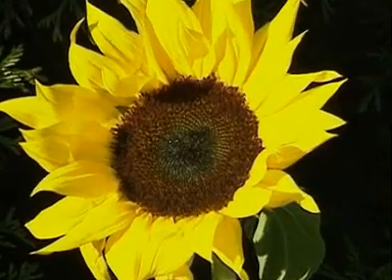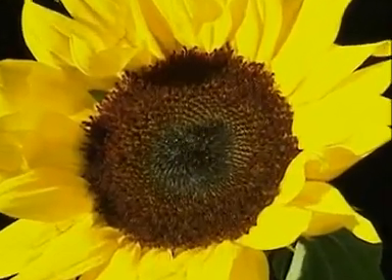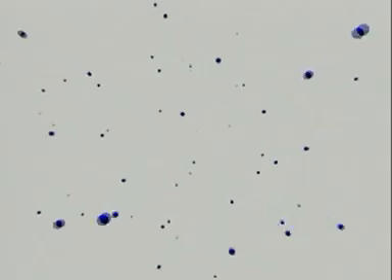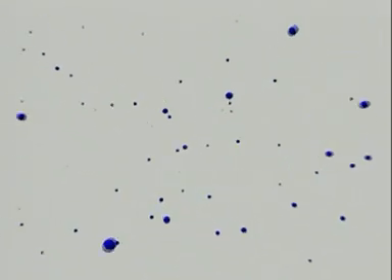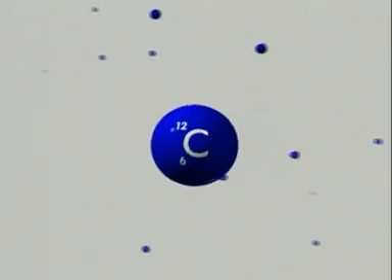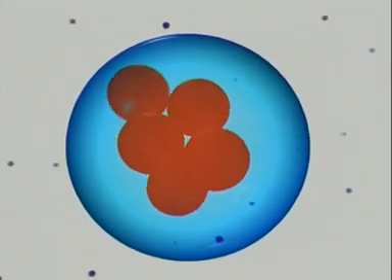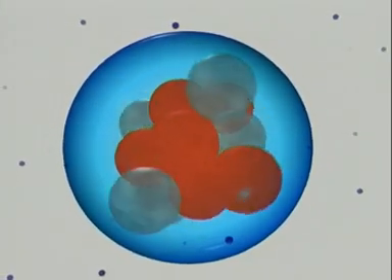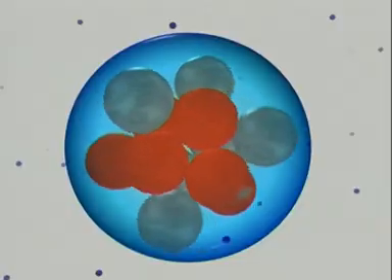All living things contain 3 types of carbon atom. They are chemically identical, but their total mass is different. They are isotopes of carbon. 99% of carbon atoms have 12 particles in their nucleus. This is their mass number. They have 6 protons and 6 neutrons.